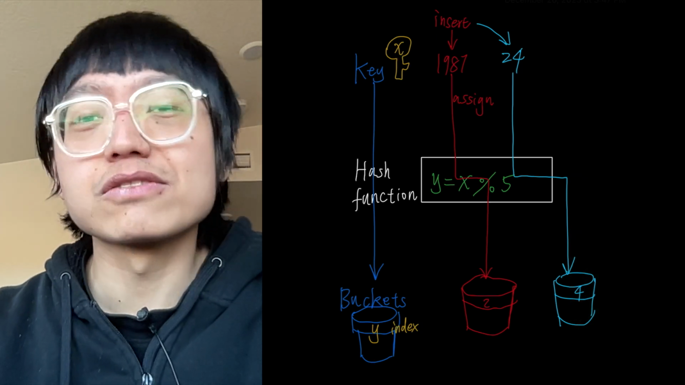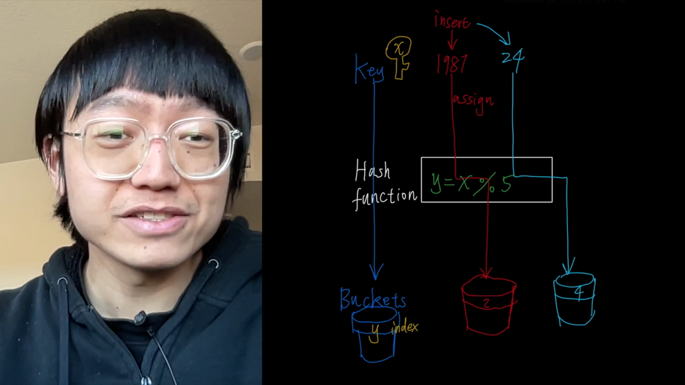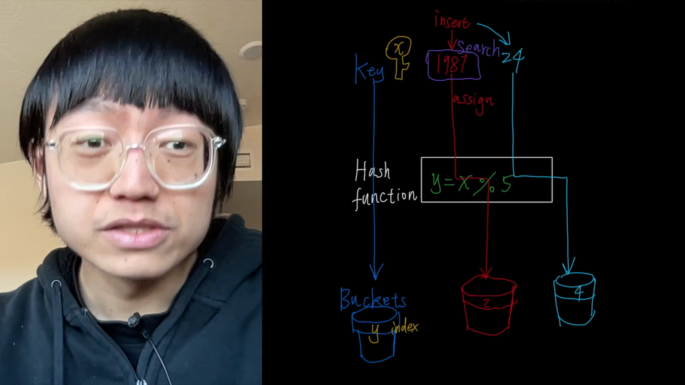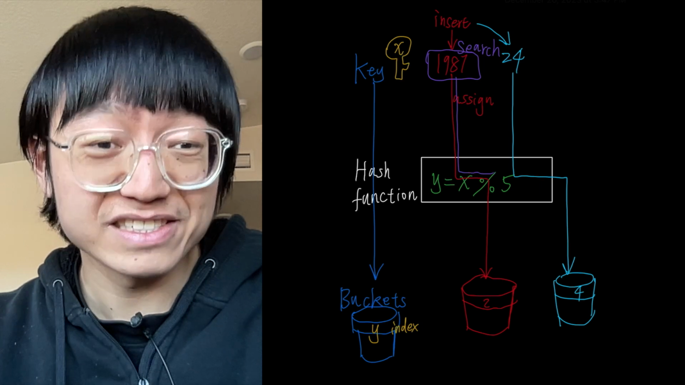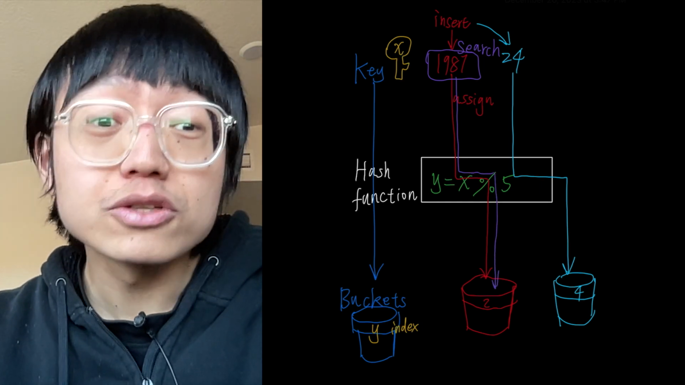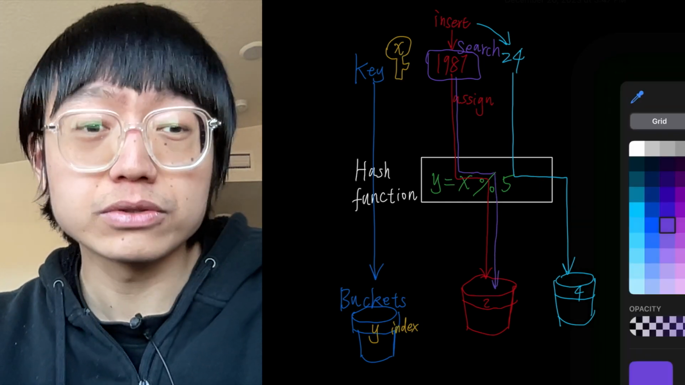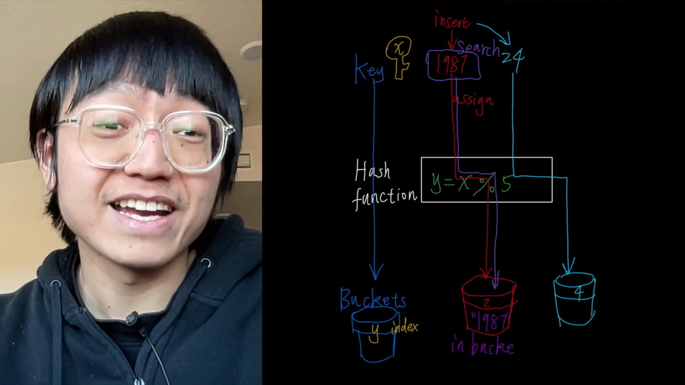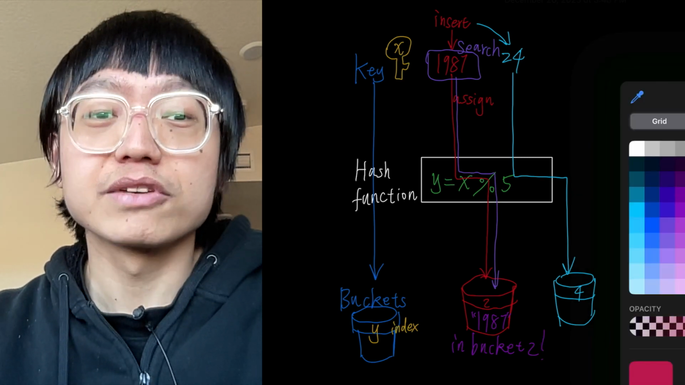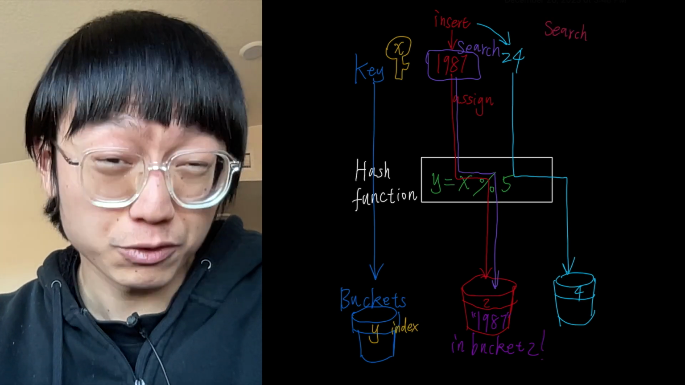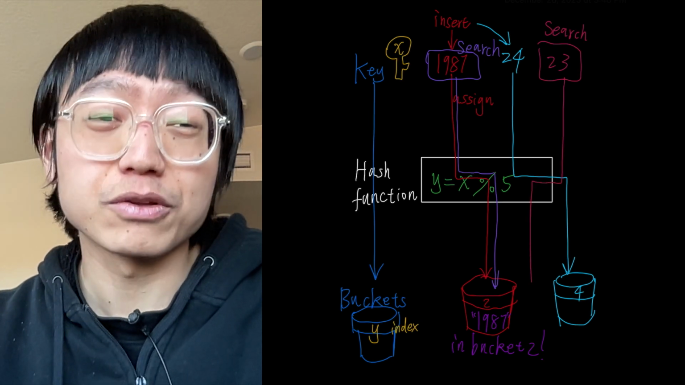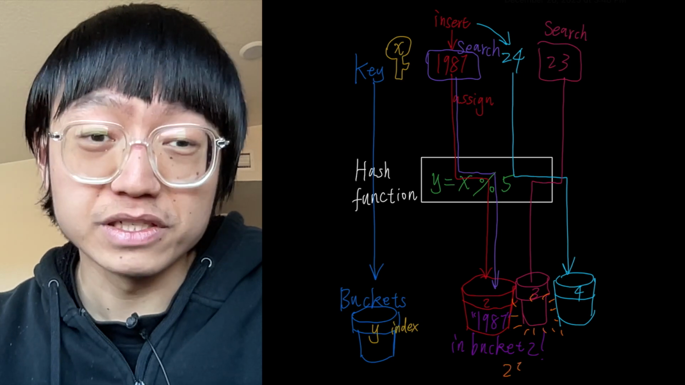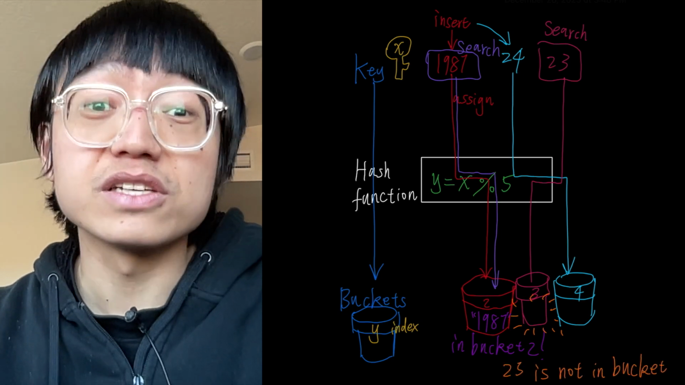And then, let's go through the search strategy. We pass the keys through the same hash function, and we search only in the specific bucket. If we search for 1987, we will use the same hash function to map 1987 to 2. So we search in bucket 2, and we successfully find that 1987 is in that bucket. But if we search for 23, we will map 23 to 3 and search in bucket 3, and we will find out that 23 is not in bucket 3, which means 23 is not in this hash table.